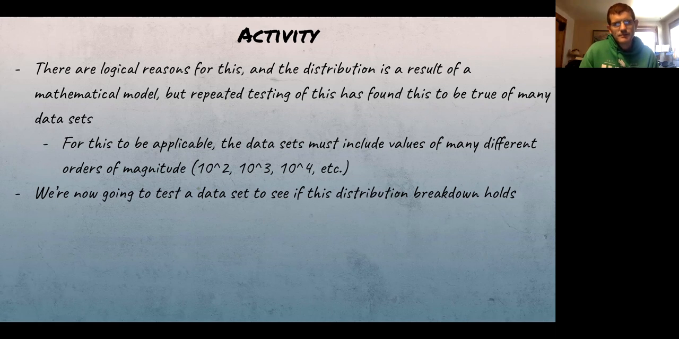And yeah, I'm not sure anything else that I need to say about it. If you find it interesting, just look up Benford's law and you can learn more about it.